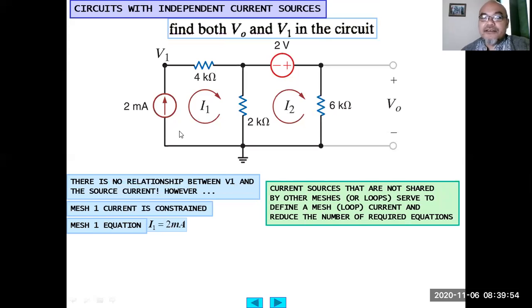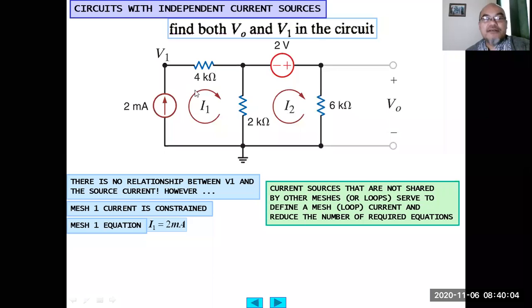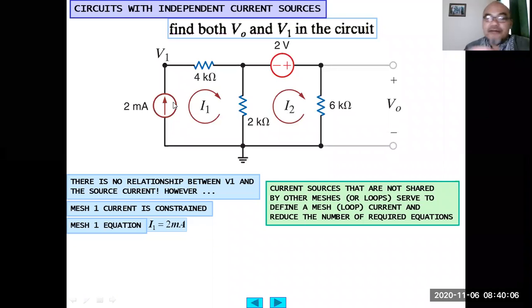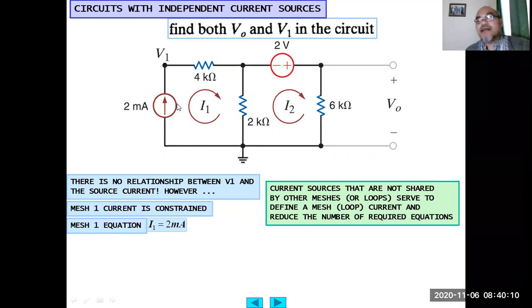So current sources like this that are not shared with other meshes or loops serve to define a mesh loop current and reduce the number of required equations. So I1 is already known, equal to the value of this 2 milliampere current source, because this current source is not shared by other meshes or other loops.